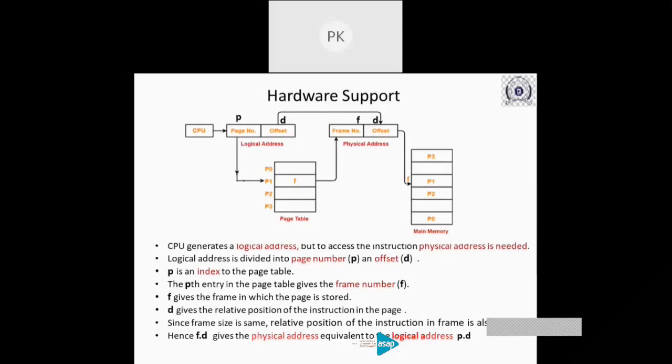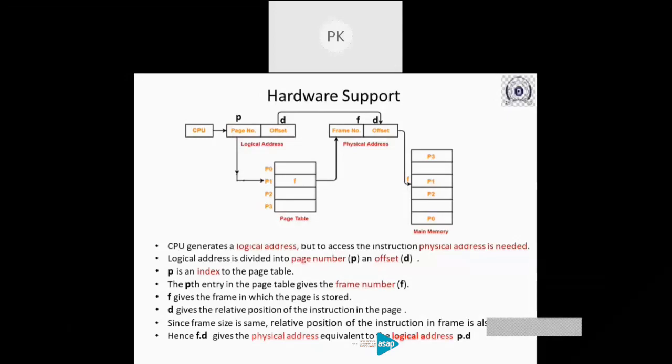N bits are used for offset and m-n bits are used for page number. Don't worry about the number of bits in the page number. Assume that some bits are used as a page number and some bits are used as offset. This page number P is actually an index to the page table.